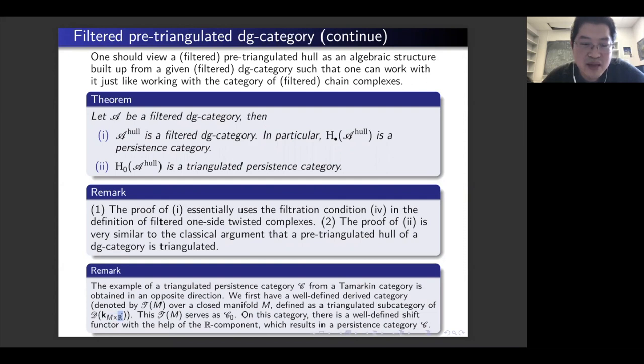So you can actually embed this category inside a category of persistent modules. In a category of persistent modules, you can define the Tamarkin category itself, which we denote C0, and by using the shift function, you can upgrade C0 to C by using whatever shift that you want.